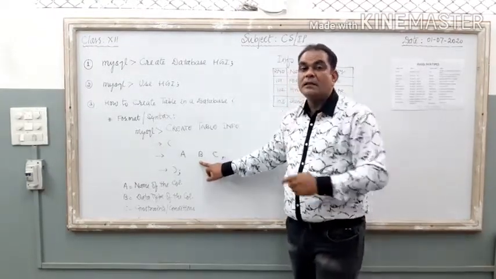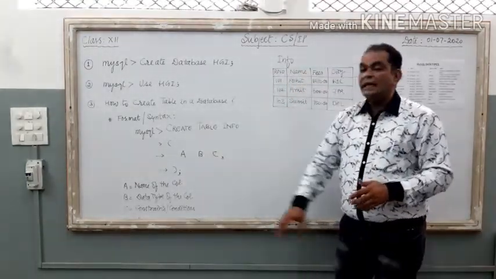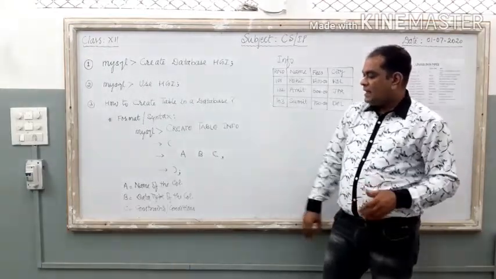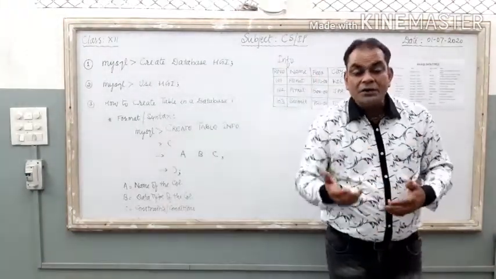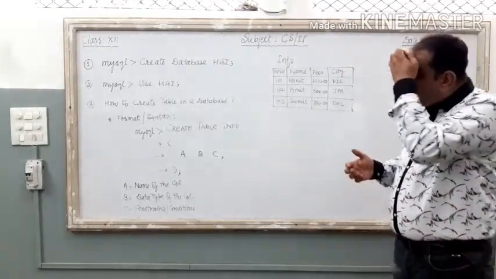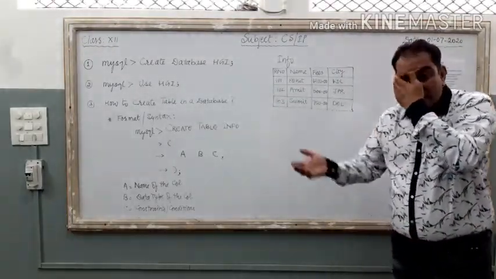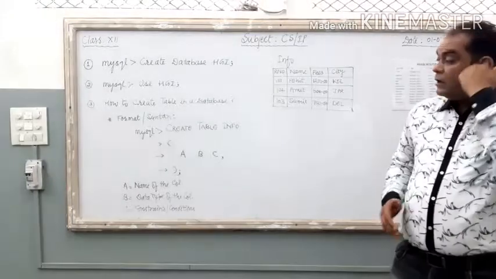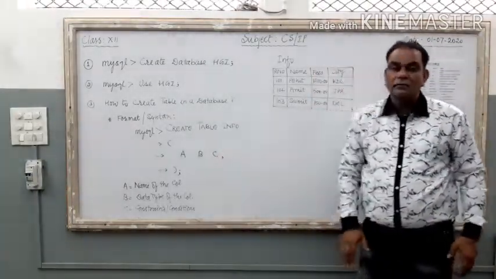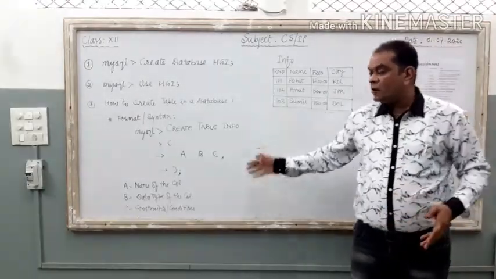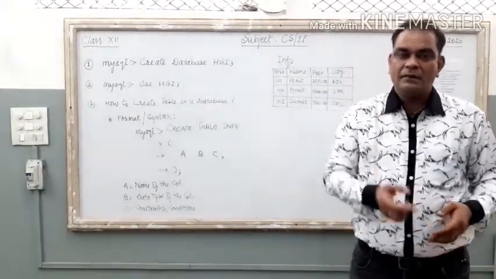ये MySQL को पहले बताना पड़ता है. Now C, what is C? C is known as constraint or condition, right? If you want to put any condition on a particular column, then we have to write the condition at this place. For example, the first constraint is unique.